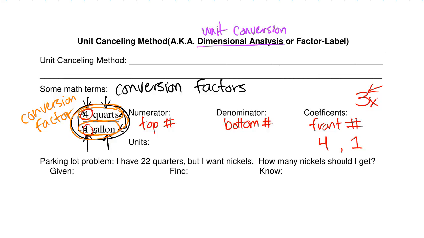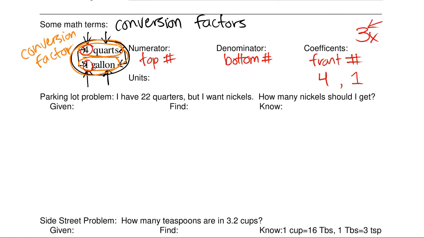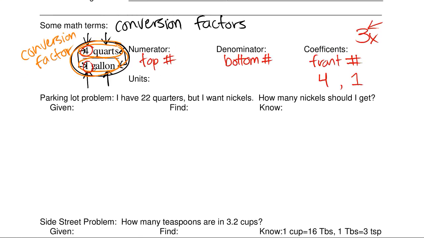How to use these is pretty straightforward. The thing that I always say to remember is start with what you know. So here's one problem, and once we work through it, it'll make some more sense. Parking lot problem. I have 22 quarters, but I want nickels. How many nickels should I get? What this is really asking is, how many nickels is equivalent to 22 quarters? You have 22 quarters. You want to find the number of nickels.